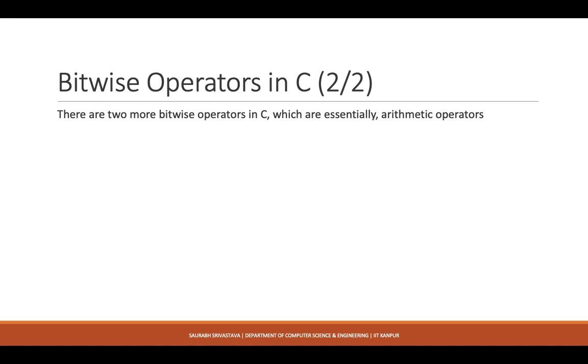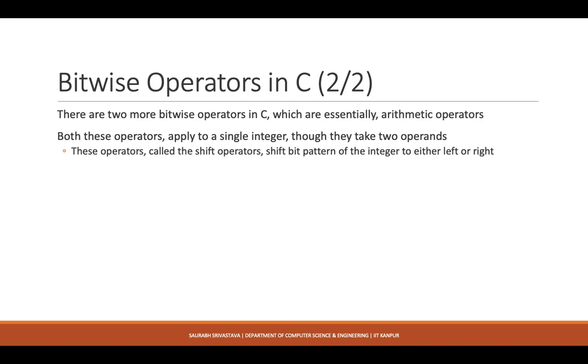Even though they work at the bit level, they are not really Boolean operators. They are not really Boolean functions in some way. The best way to look at them is that they are arithmetic operators. Both these operators apply to a single integer. Even though there are two operands, the application is on a single integer only. These operators are known as shift operators. They take up the 16-bit pattern that we have just seen, and they shift it either left or right.